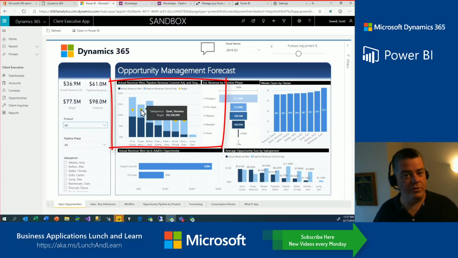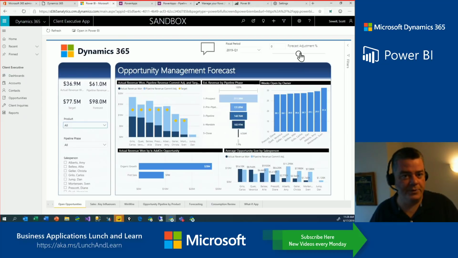She's got more than enough open opportunities to close the quarter and meet and exceed her target, which is great. But we also know the reality is, as you get closer to the end of the quarter, stuff happens, and sometimes opportunities that you forecast for the quarter don't close in that quarter. And that's where we can use the adjustment. This is a tool within Power BI that allows us to do what they call what if, and it allows us to adjust that.